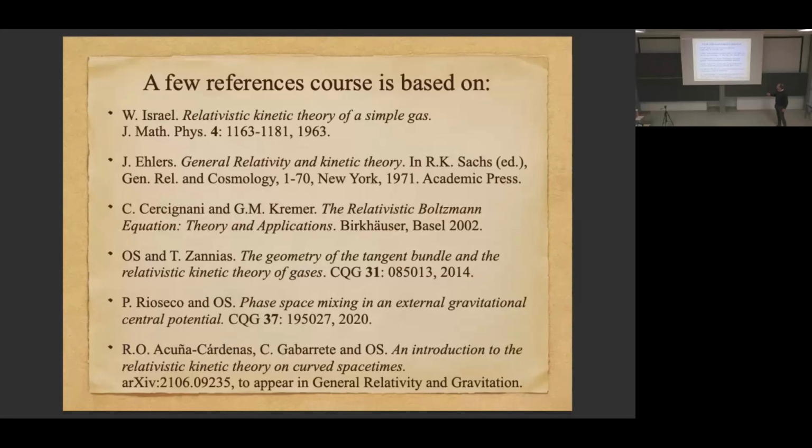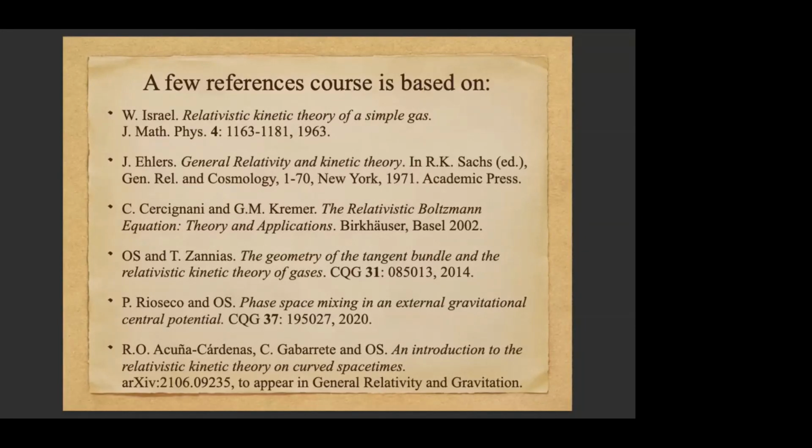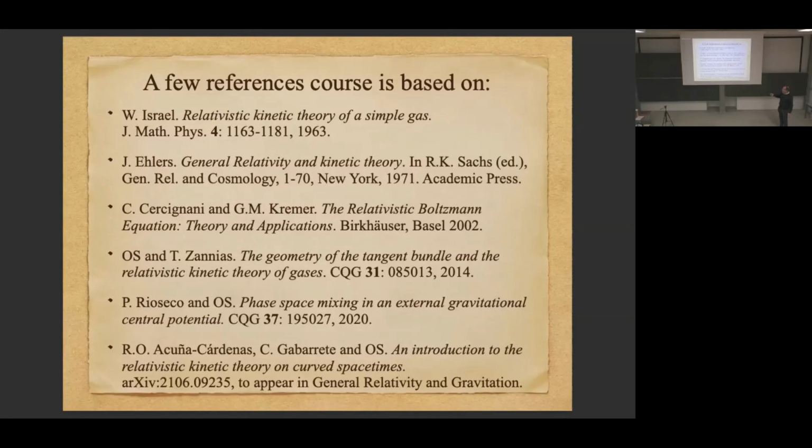This is certainly not a complete list of references, but just a few references that I am using for the course. There's a very classical paper by Werner Israel, an old one from '63, where he describes the relativistic kinetic theory for a simple gas, basically the relativistic Boltzmann equation, and ends with the Chapman-Enskog approximation. Then there's the review by Ehlers I mentioned before, which is also an old work, where many ingredients of the differential geometry discussed here were already presented.